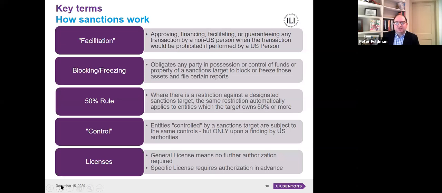A specific license is what needs to be used for any other circumstance. So unless there's a general license, if a license is required, you'll need a specific license. And specific licenses are written documents issued by OFAC in response to a request. And these are highly, highly discretionary. And we know from public reporting that OFAC receives tens of thousands of requests every year for specific licenses to authorize a particular transaction or class of transactions.